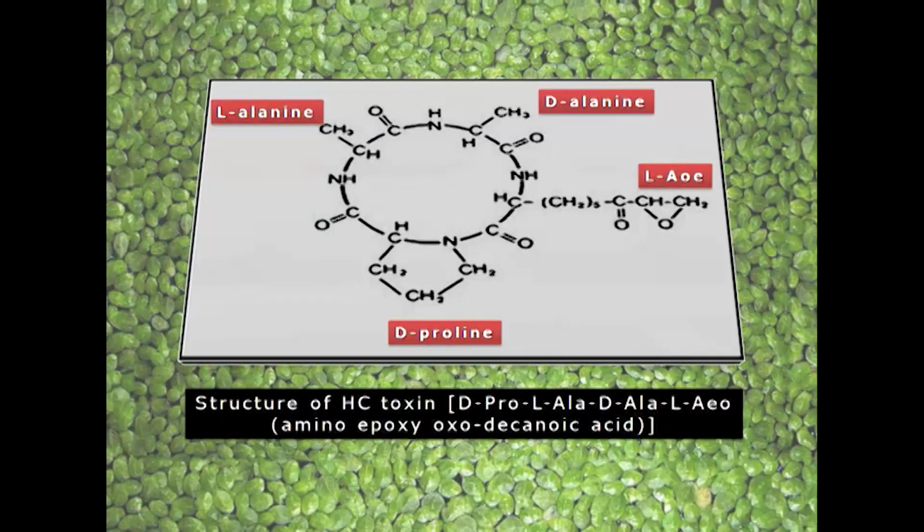This is the cyclic structure of HC toxin. And like other toxins, it is also a tetrapeptide where there will be L-alanine, D-alanine, AEO and D-proline. And this particular toxin, or HC toxin, will produce the Tox2 end product, which will normally inhibit protein synthesis.